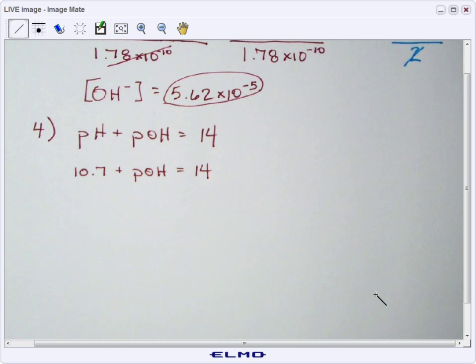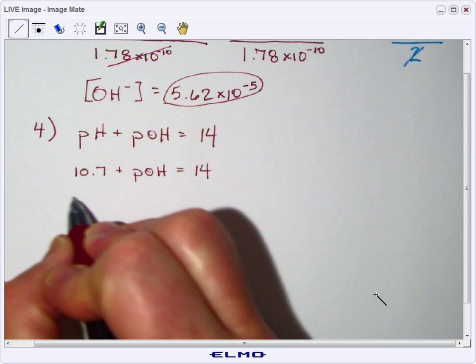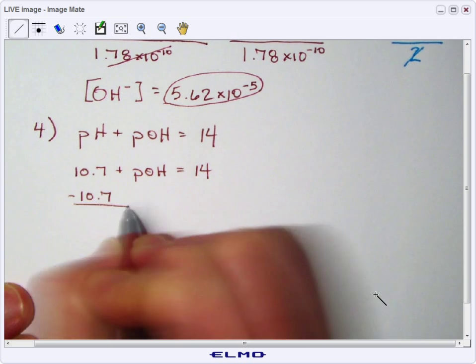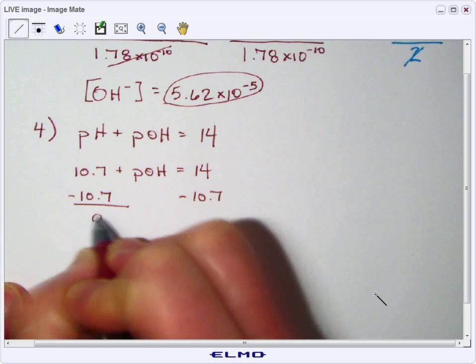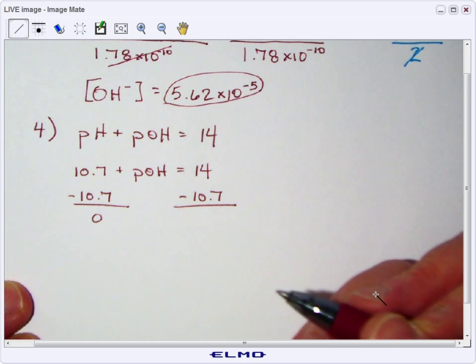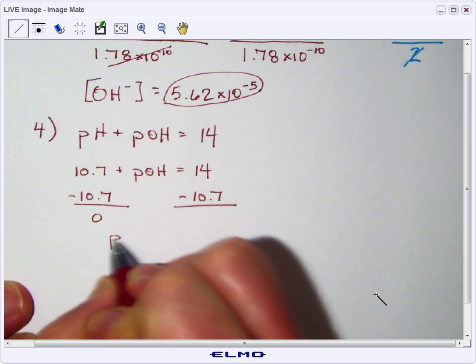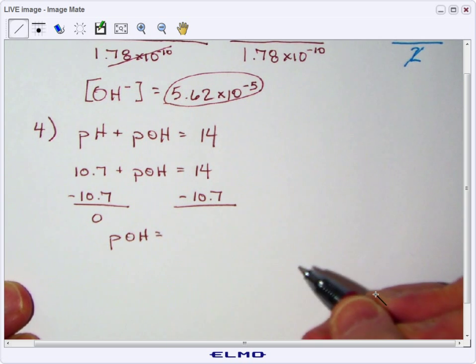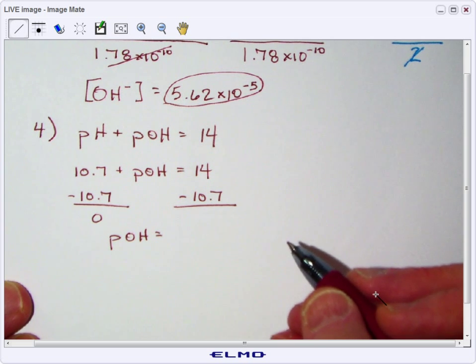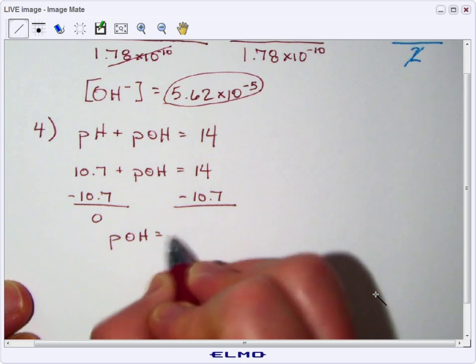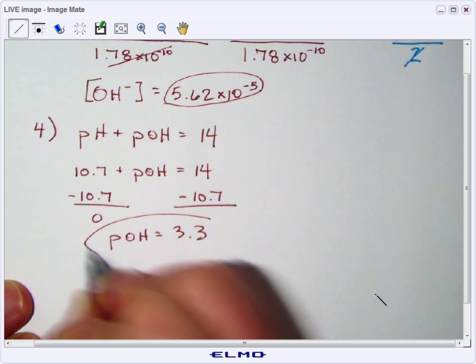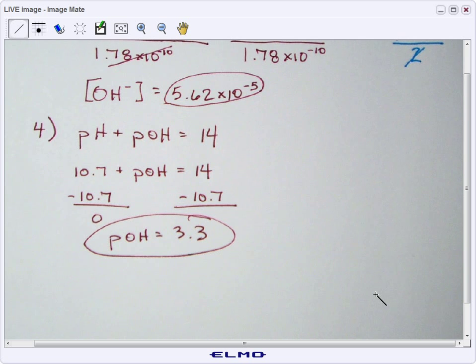Again, Algebra 1 skills: if you're going to get rid of something, you do the opposite operation. So if we're adding, the opposite of that would be subtract. You do that from both sides. And we end up having a pOH that is, what, 3.3? Is that right? I'm doing it in my head, but it's always good to use the calculator because you can make simple mistakes. I could have said 2.3 or something like that.